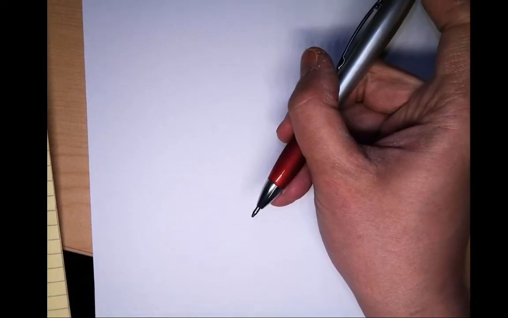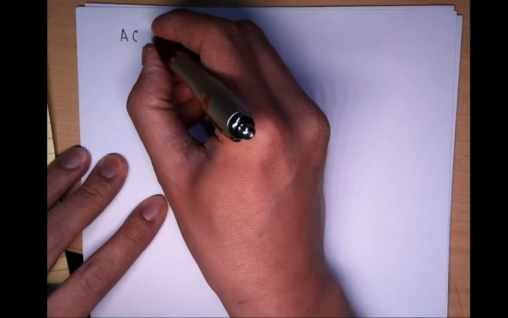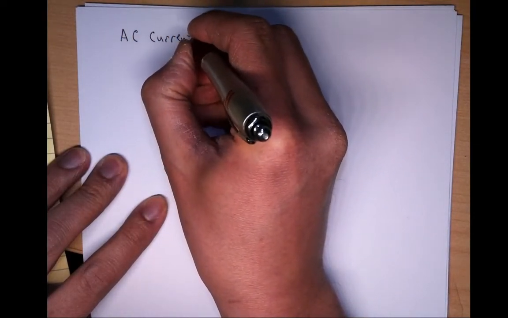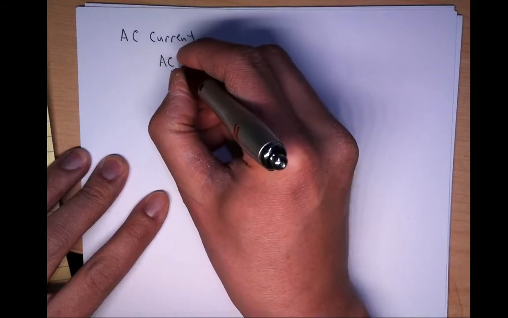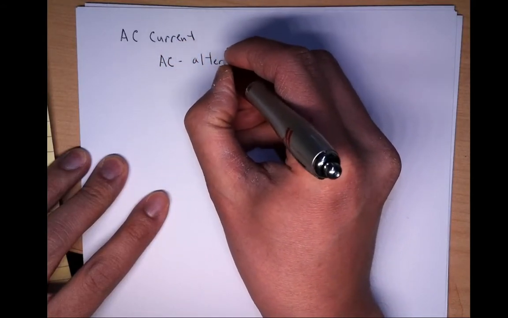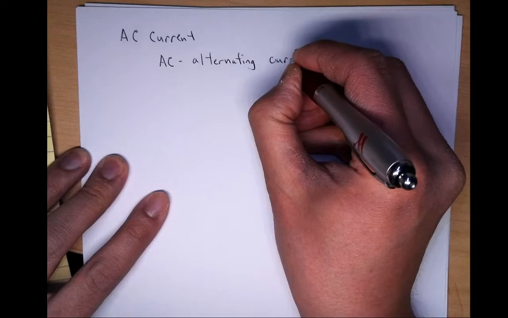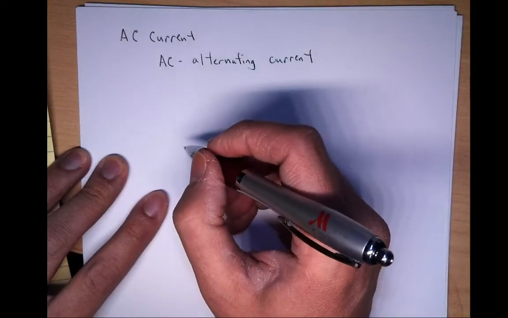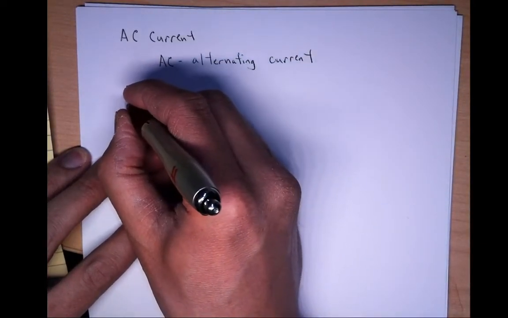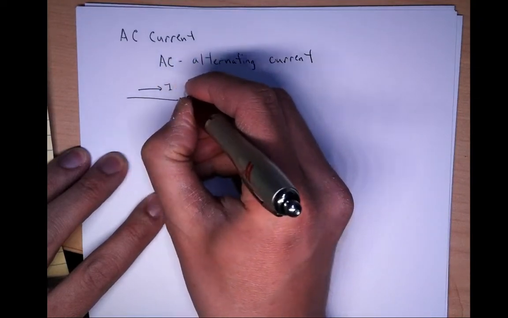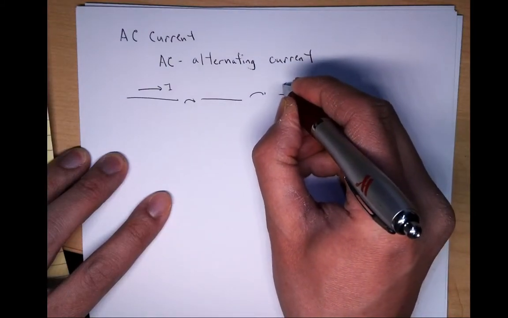In this segment, we're going to talk about basic AC current. So AC stands for alternating current. That means the current goes in one direction and then reverses. So basically, in a wire, the current will go in one direction, it'll stop, and it'll reverse directions.